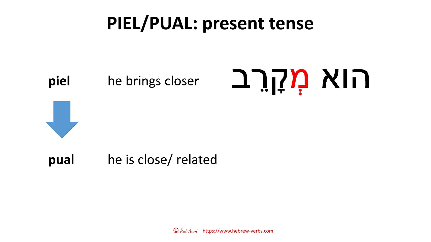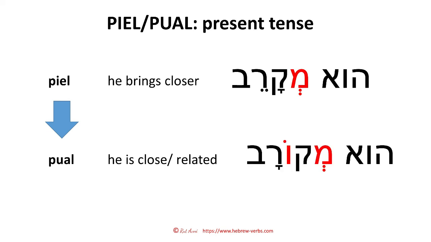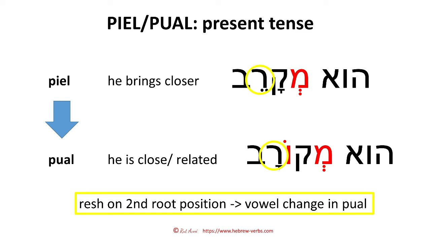Hu mekarev. He brings closer. This is Pi'el. If you want to say he is close or he is related, then you say hu mekorav, not mekurav, mekorav. Same story. Resh on the second root position, and we are in Pual. This is why we change from U to O.